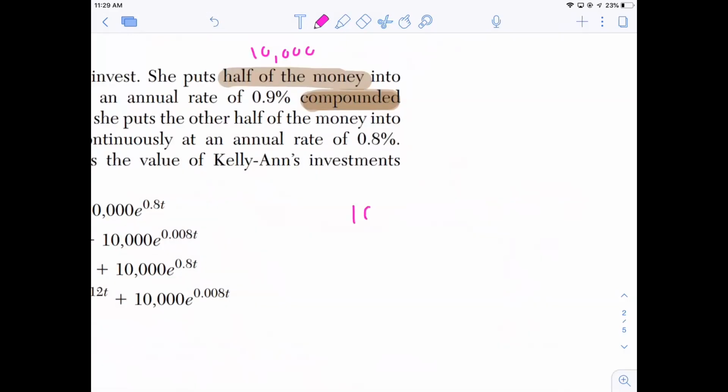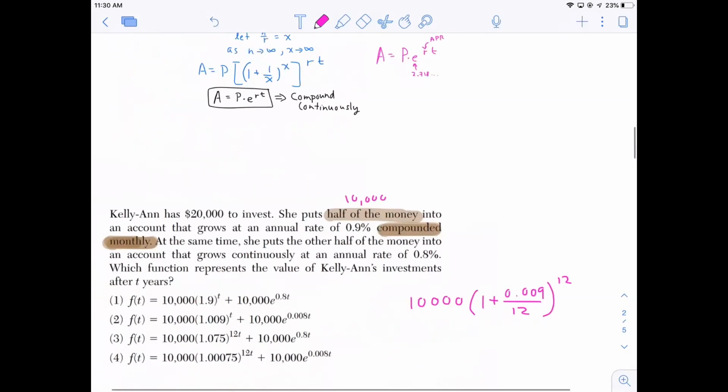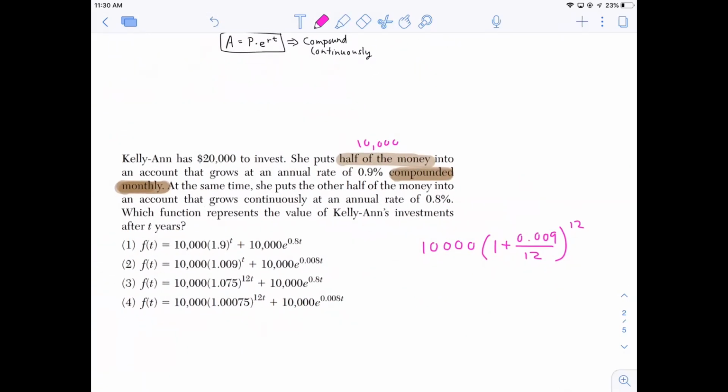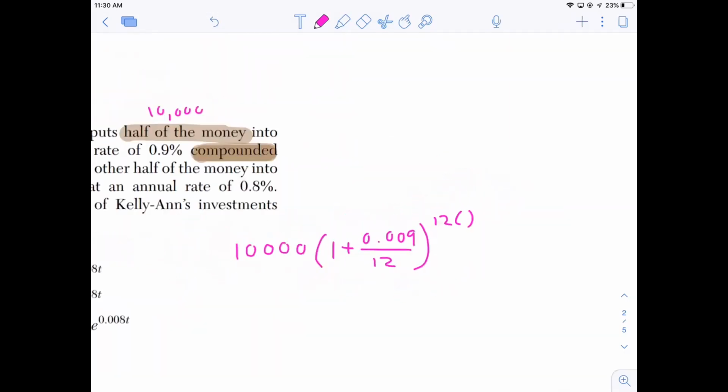So for this piece, we can say she has 10,000 times 1 plus 0.009 divided by 12 to the 12th power. That's how much you will have after 1 year for this investment. So after 1 year, I can do 12 times 1 for 1 year if you want.